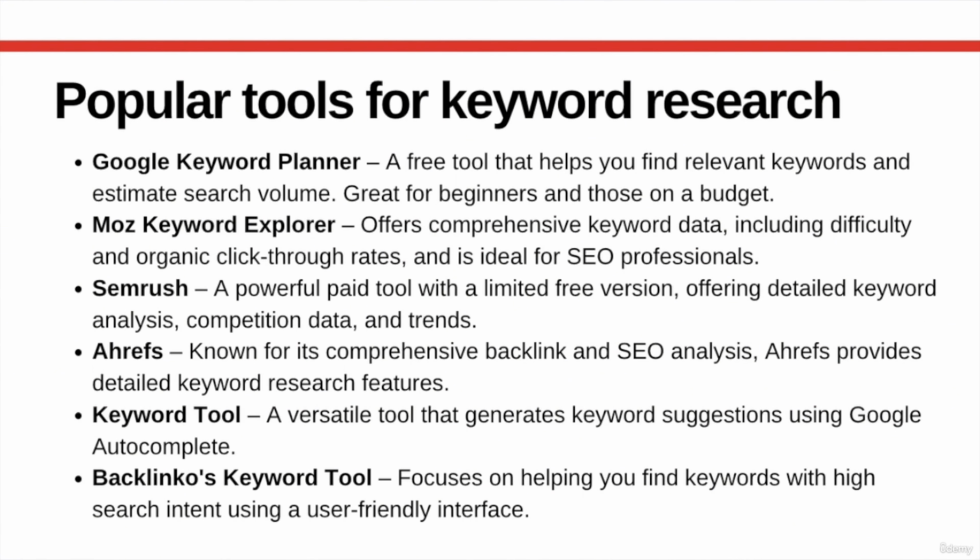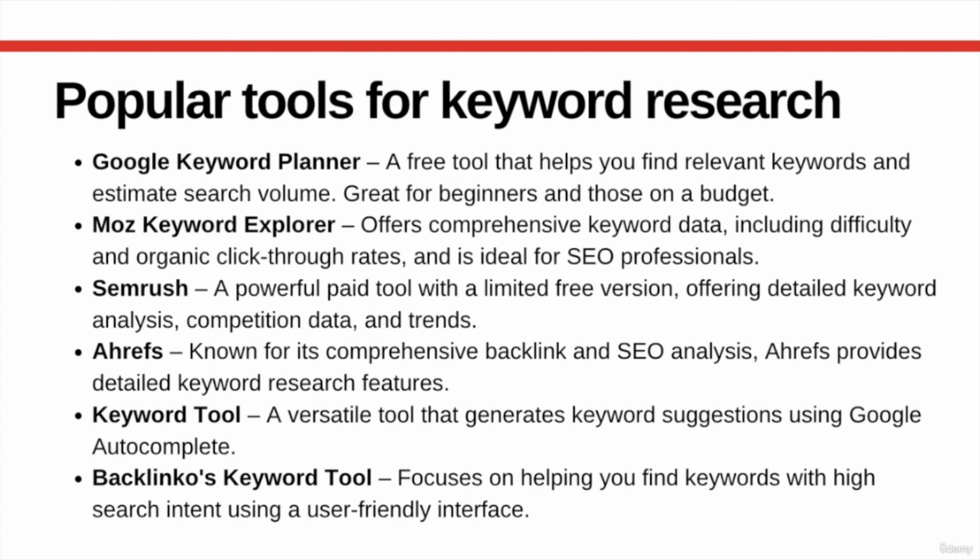Google Keyword Planner, a free tool that helps you find relevant keywords and estimate search volume. Great for beginners and those on a budget. Moz Keyword Explorer offers comprehensive keyword data, including difficulty and organic click-through rates, and is ideal for SEO professionals. SEMrush, a powerful paid tool with a limited free version, offering detailed keyword analysis, competition data, and trends.